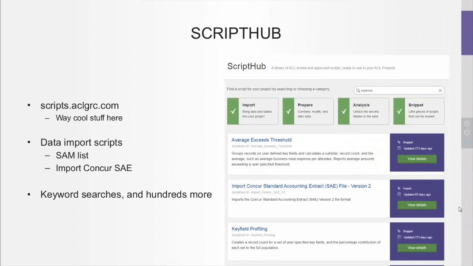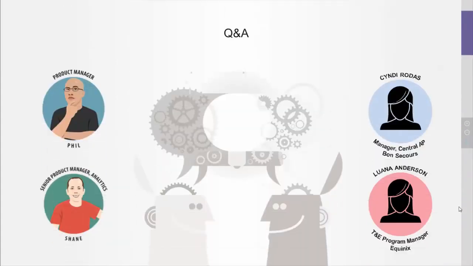The next component, I think Shane already mentioned this, is Script Hub. There's way cool stuff in there. We have a lot of data import scripts, so if you want to run your transactions against the U.S. government SAM list, which includes the OFAC list, EPLS list, LEIE list, and EPA list, you can do that. We have importing the Concur SAE scripts, keyword searches, hundreds more. Go check it out. People are raving about it. It's pretty awesome. And now to Q&A.